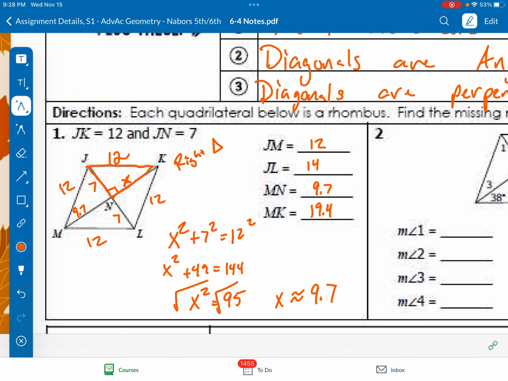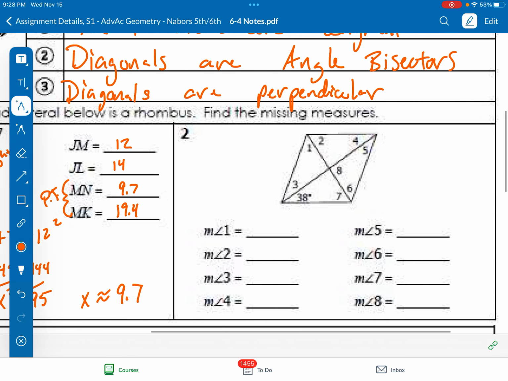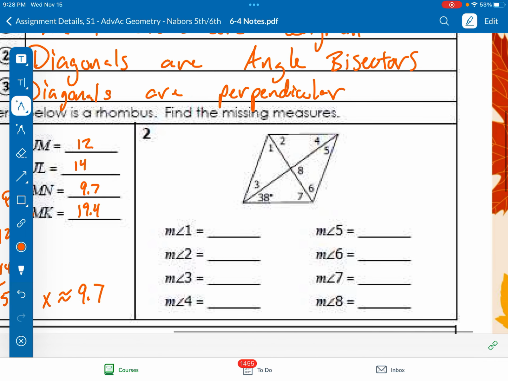All right, so again, I had to use the Pythagorean theorem for these two. Make sure you know how to use the Pythagorean theorem. Moving on to the angles. We're only given one angle here, right? That doesn't seem like enough, but it is.